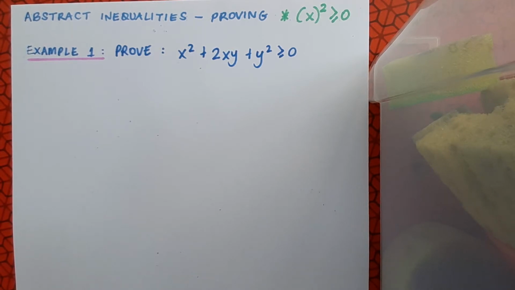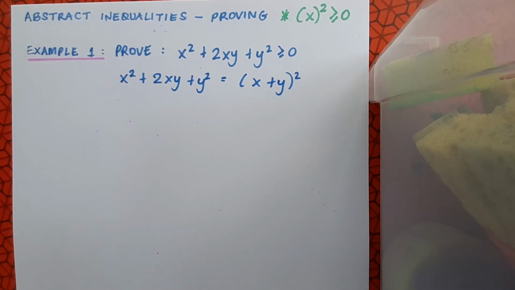In these questions, we try to keep our eyes peeled for any instances of perfect squares. And if we see a perfect square, we try to write it in square form. So here in this example, we're asked to prove that x squared plus 2xy plus y squared is greater than or equal to 0. So you might recognize here the pattern of a square. So I can actually take this and write the left-hand side of the inequality as (x plus y) squared.